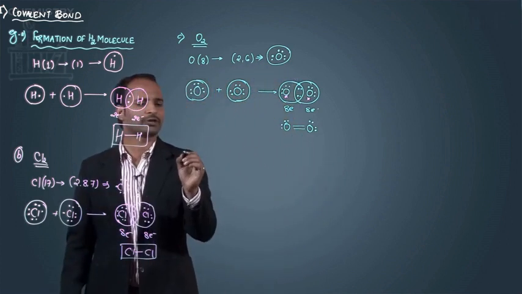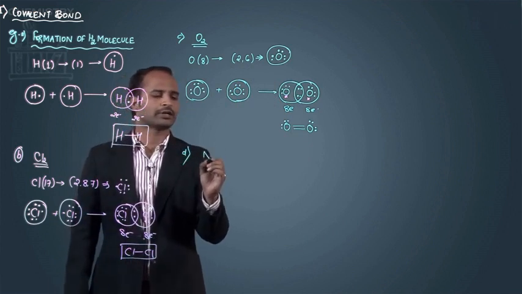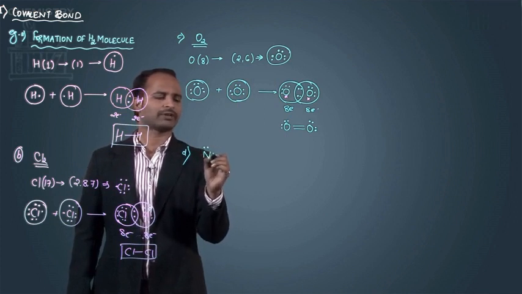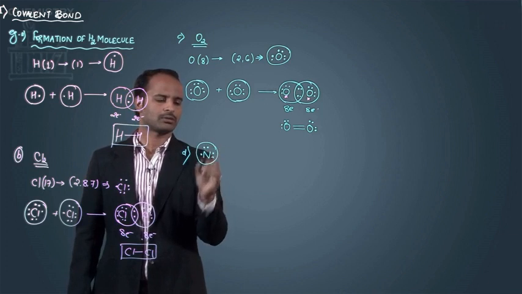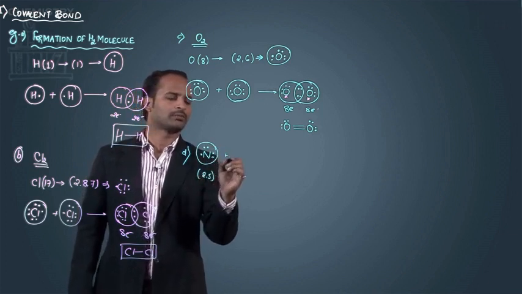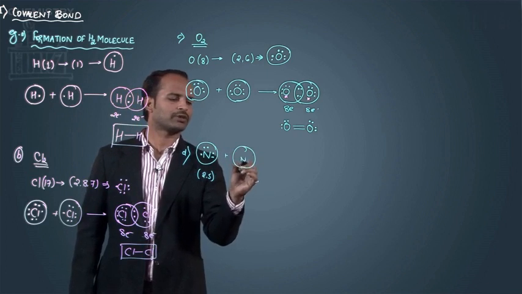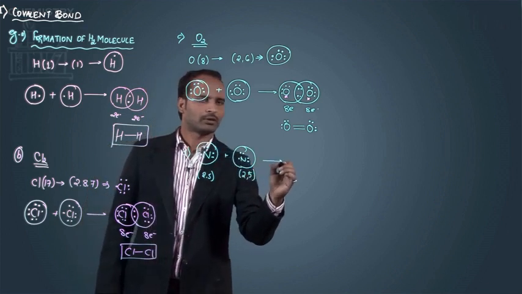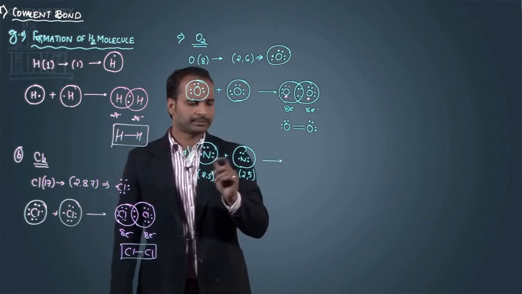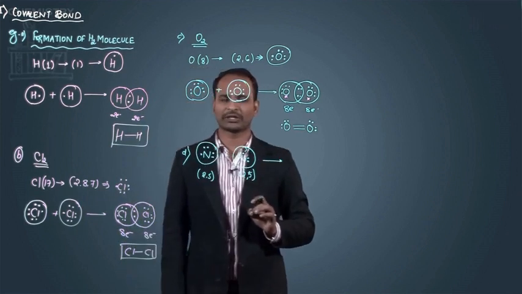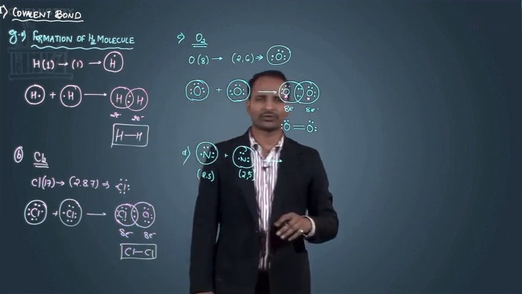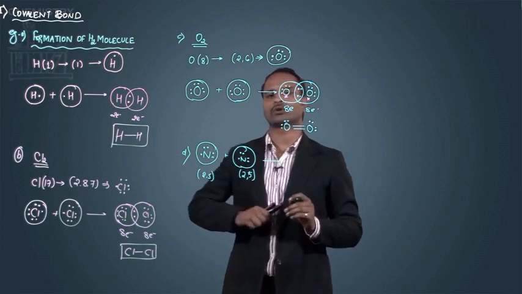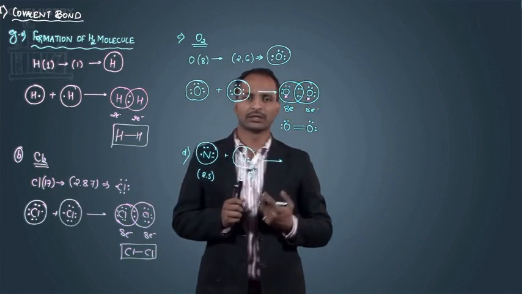After that, suppose I am writing for the nitrogen molecule. Nitrogen's atomic configuration is 2, 5, atomic number is 7. So it has 5 electrons in the outermost orbit. 2, 5, plus second nitrogen, this is also 2, 5. Now during the formation of a bond, each nitrogen is having 3 less electrons to complete the octet. So the rule says that each of them will share 3 electrons during the formation of a covalent bond, so that they get their octet.